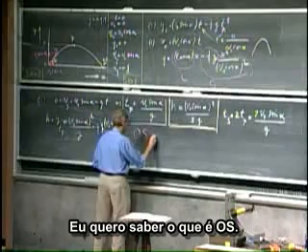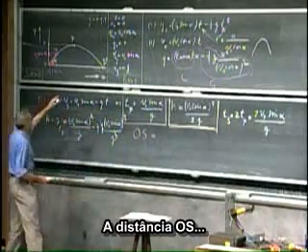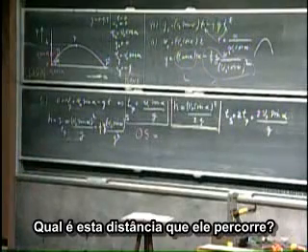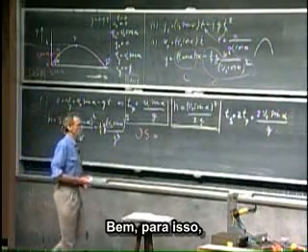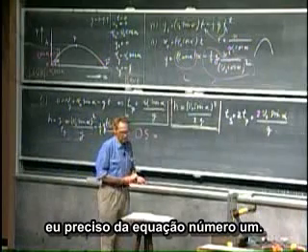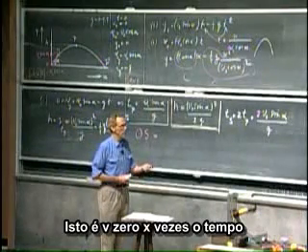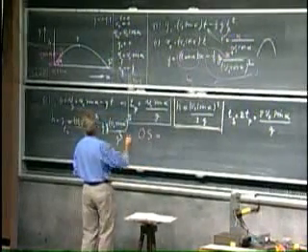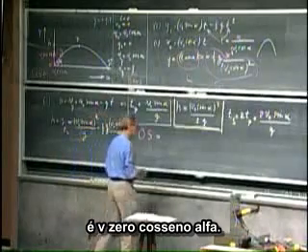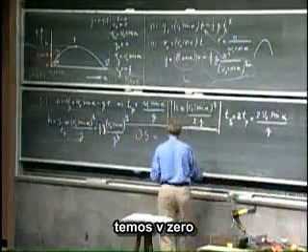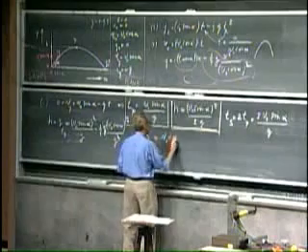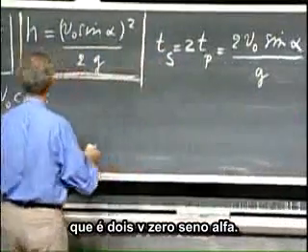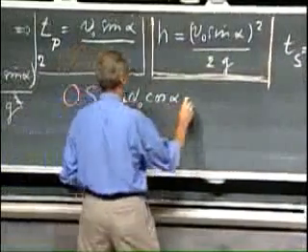I want to know what OS is. The distance OS. I shoot it up and it hits the floor again. What is that distance that it travels? Well, for that, I need equation number 1. It is V0x times the time. And V0x is V0 cosine alpha. So we get V0 cosine alpha times the time to hit it. That is 2V0 sine alpha. So I get a 2 here.